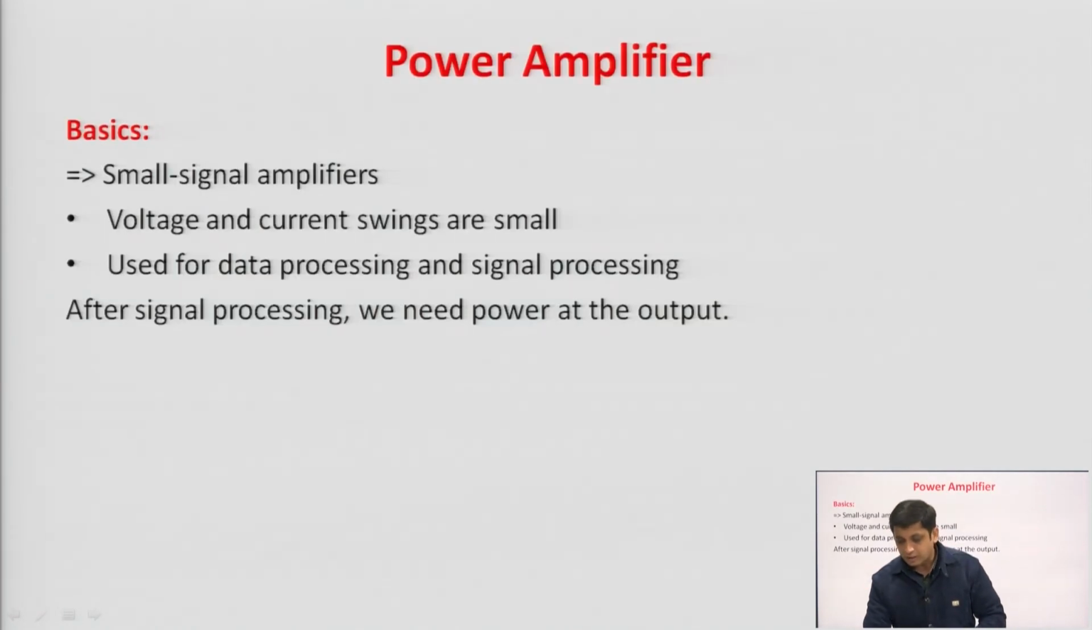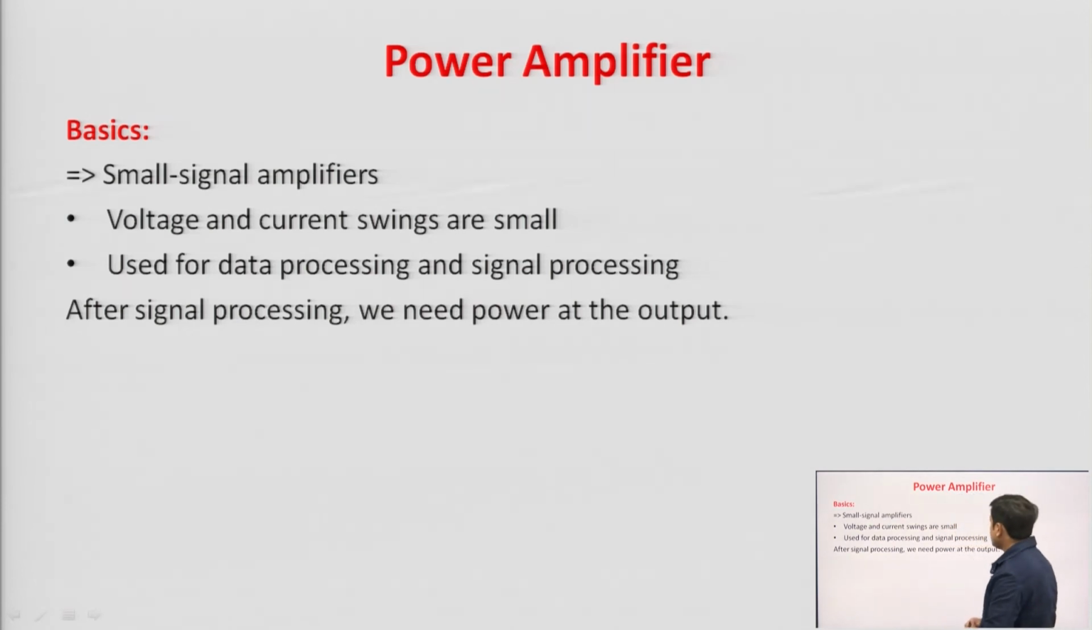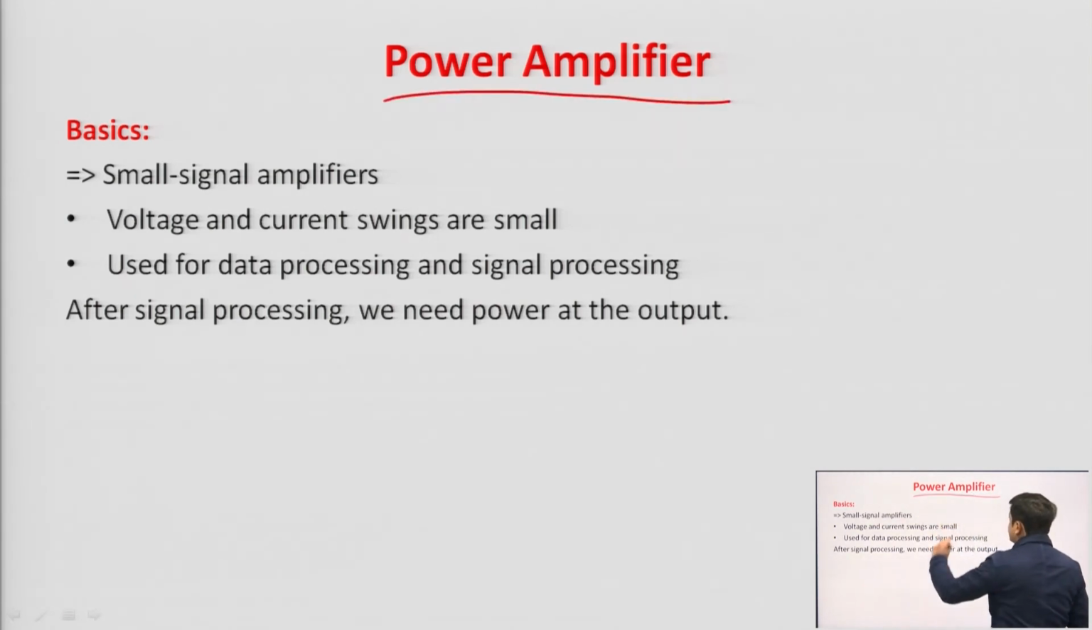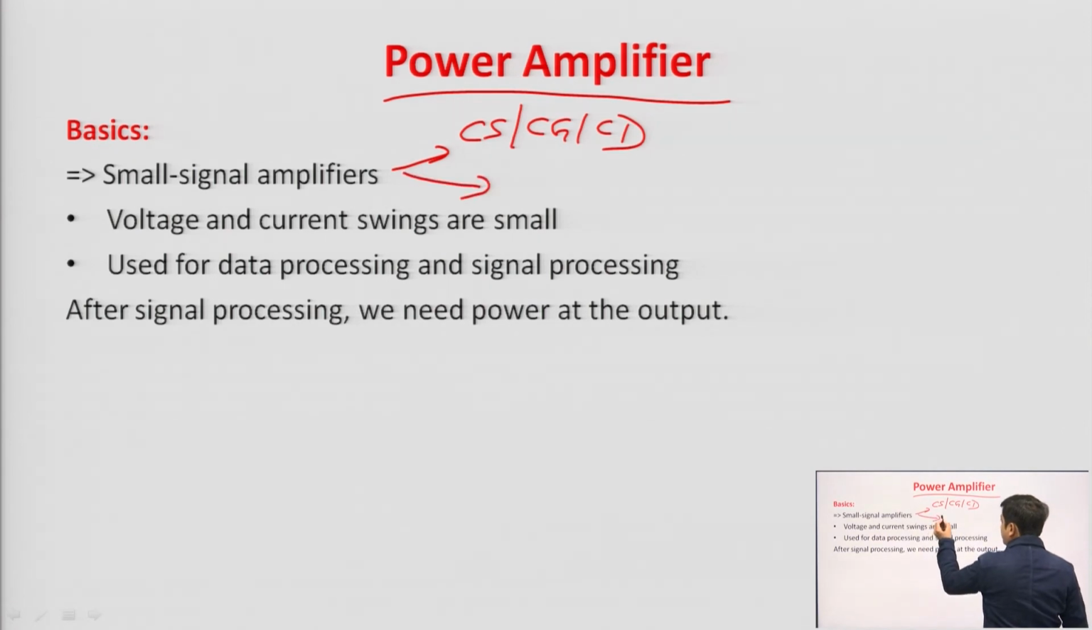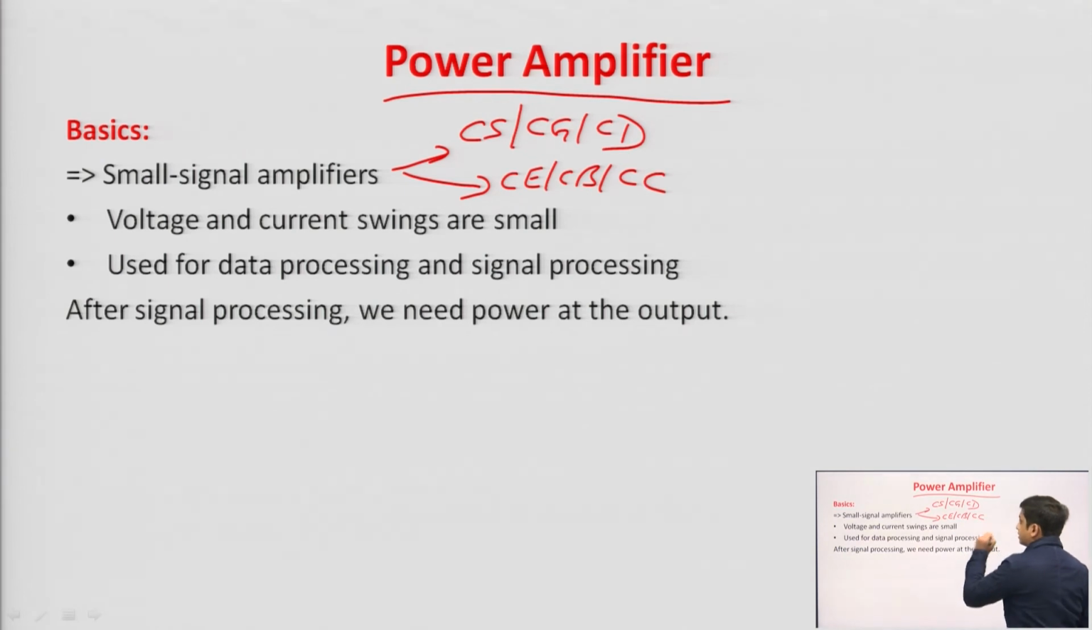Now, coming to the next topic, that is power amplifiers. What is the difference between this power amplifier and the small signal amplifiers which we have already studied? A small signal amplifier means, like in MOSFET we have studied common source, common gate, common drain. In BJT we have studied common emitter, common base, common collector. These are the small signal amplifiers that we have already studied.